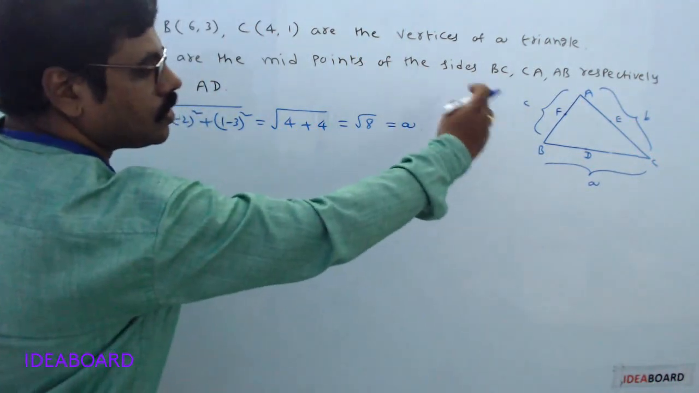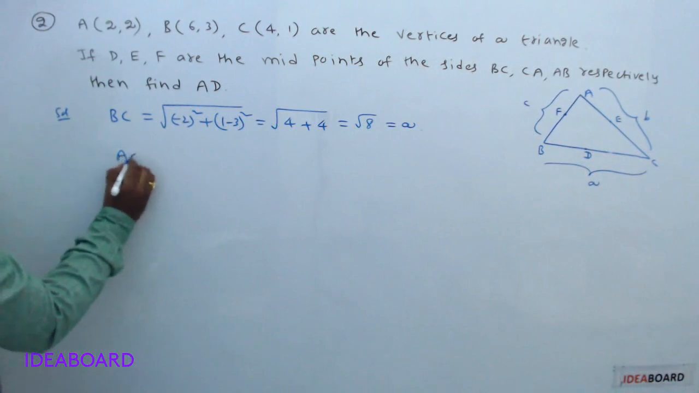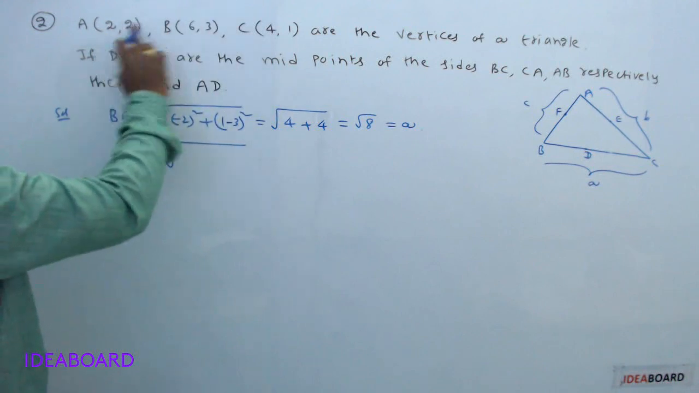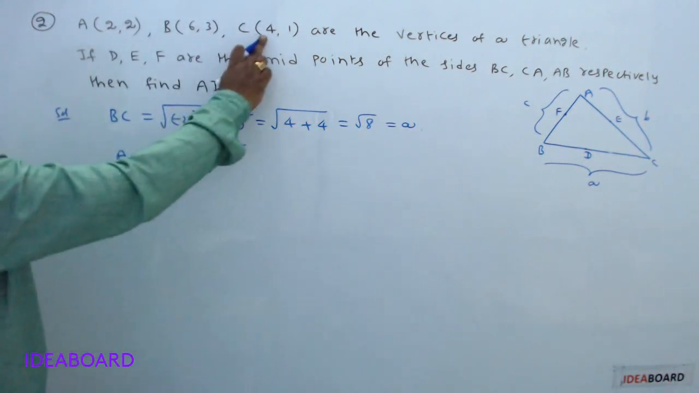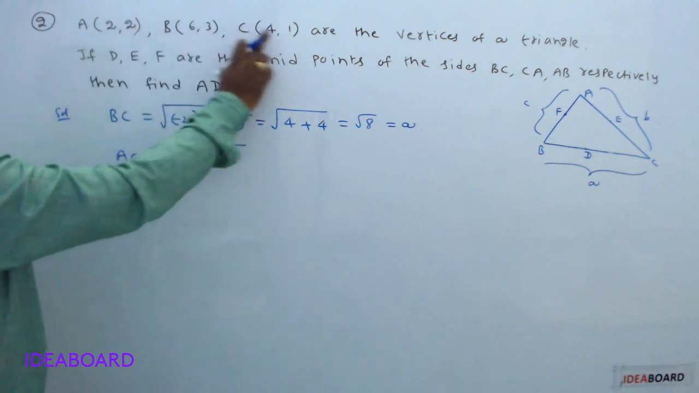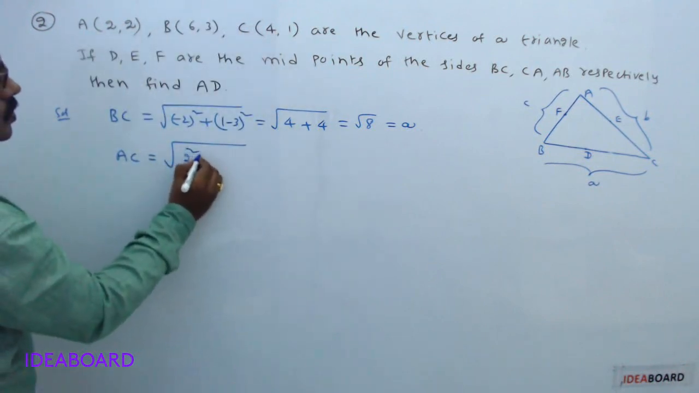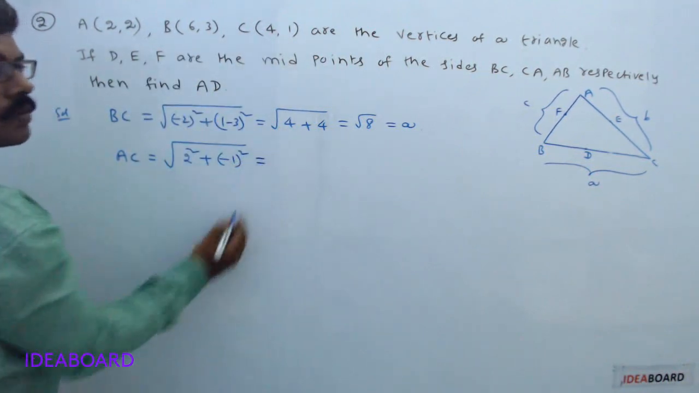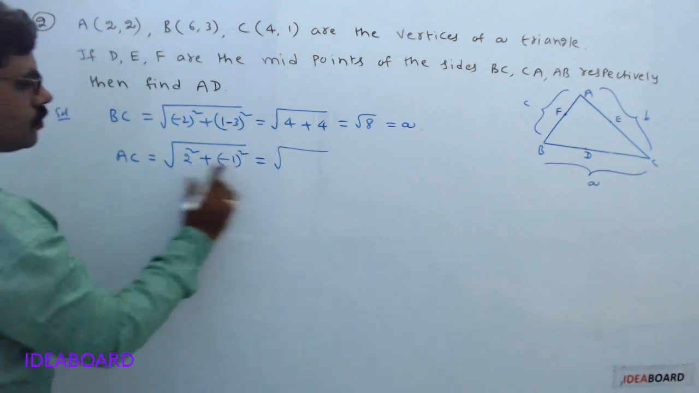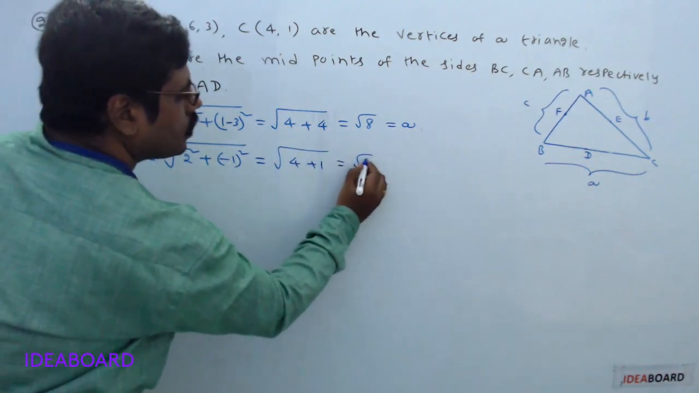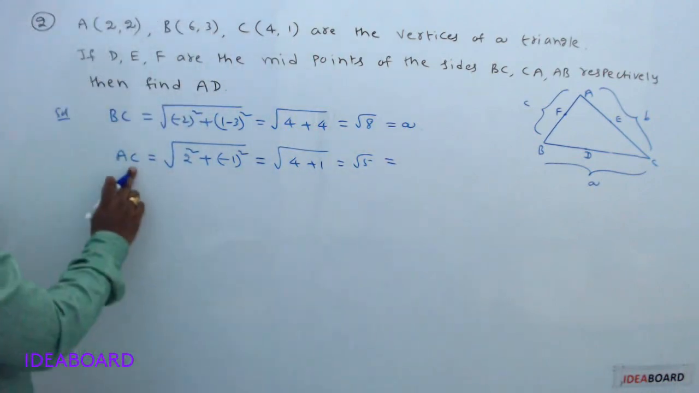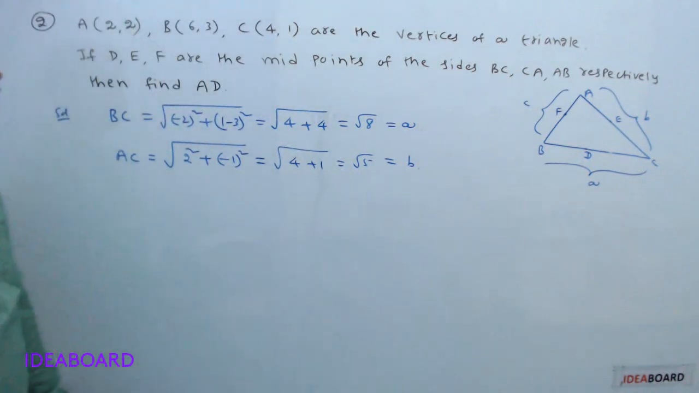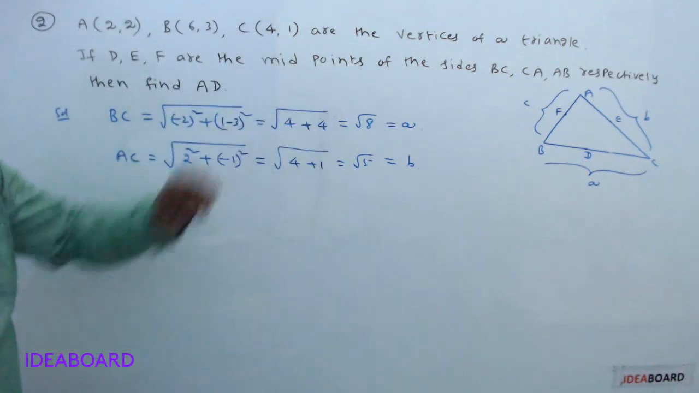Next calculate the length of AC. Now AC equals square root of, apply the distance between 2 points formula on these 2 points, difference of these two coordinates whole square: 4 minus 2, that is 2 square, plus (1 minus 2), so minus 1 whole square. It is square root of 4 plus 1, it will be root 5. AC, the length of the side AC, can be taken as b. Then calculate the length of the side AB.